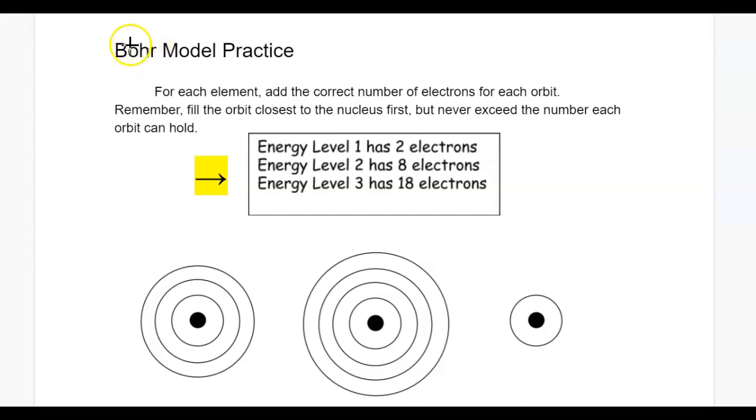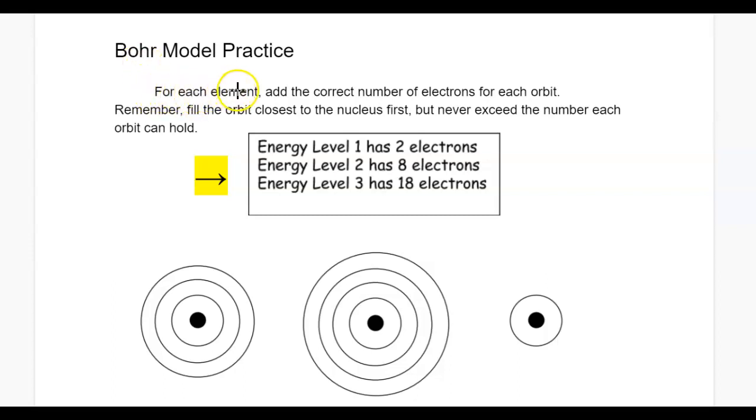And this model is actually called a Bohr model. I know it's spelled kind of funny because that is named for the scientist who helped develop this theory of electron configuration. His name was Niels Bohr. So we call it the Bohr model. All right, so let's take a look.